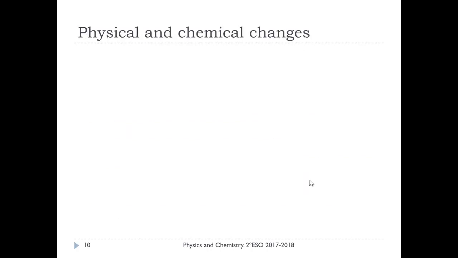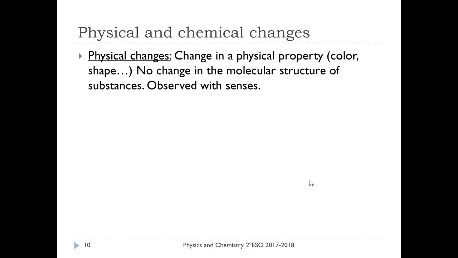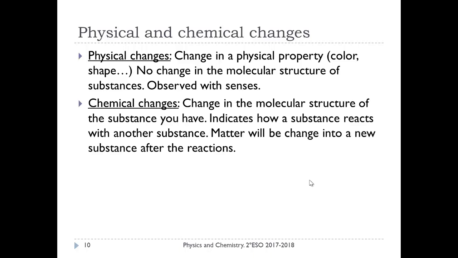Now we're going to talk about changes, physical and chemical ones. A physical change is a change in a physical property, like for example shape or color, and there is no change in the molecular structure of the substance, and it's observed with the senses. In chemical changes, there is a change in the molecular structure of the substance you have.